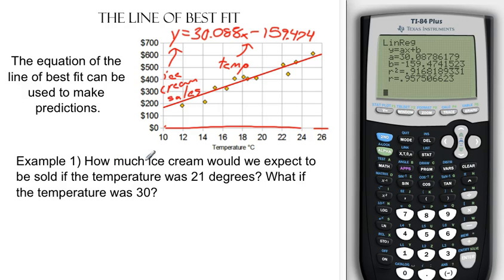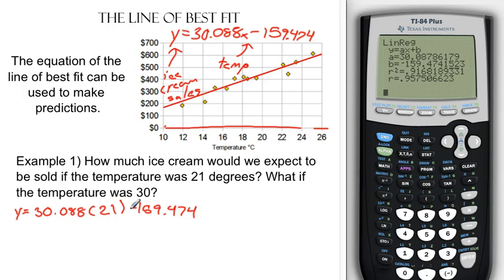So we want to know how much ice cream, that is, what is Y, if our temperature is 21 degrees. Well, remember, temperature is X, so this is saying, what is Y when X is 21? And all we have to do in order to find that is to substitute in 21 for X. And that's it. Nothing more complicated than that.